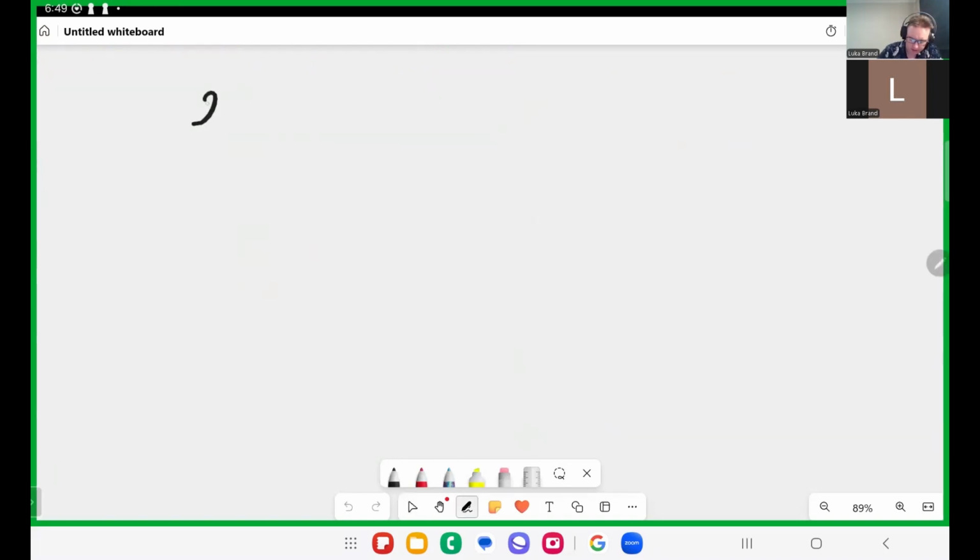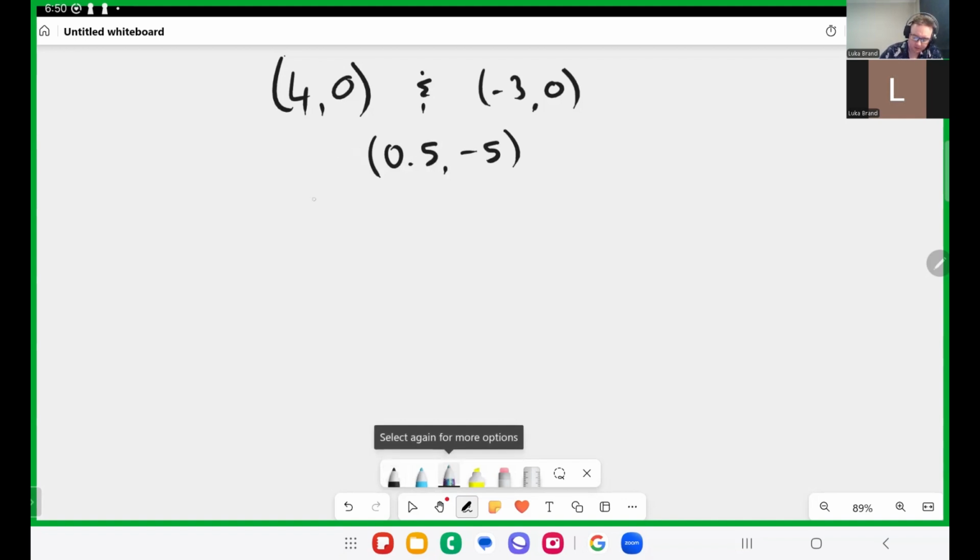All right, let's say we have these x-intercepts. We have 4, 0 and negative 3, 0. We also have a vertex. All right, so our first step is to write our x values. x equals 4, x equals negative 3.